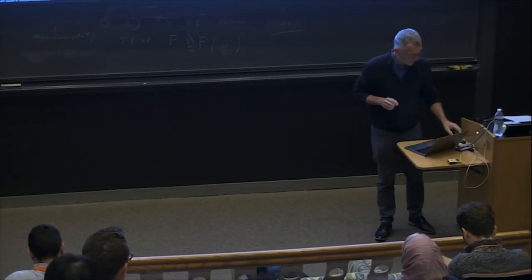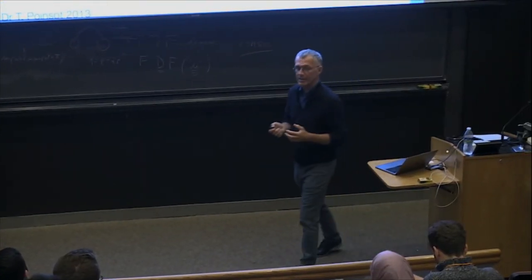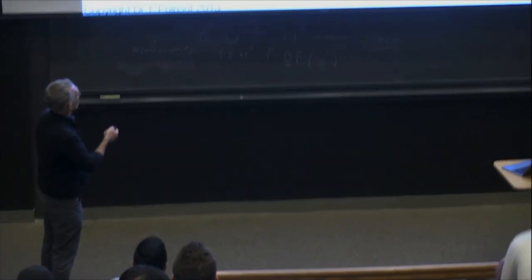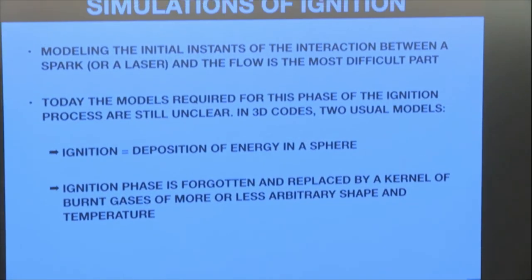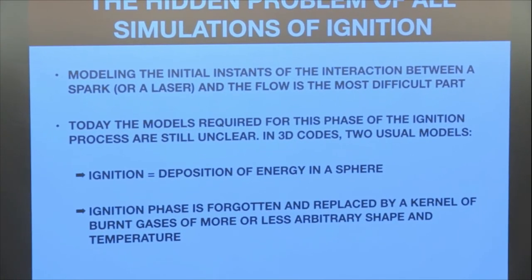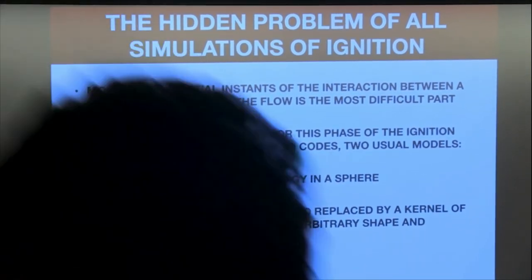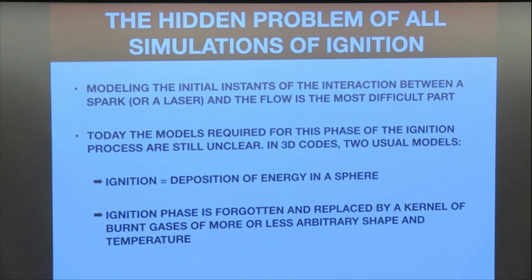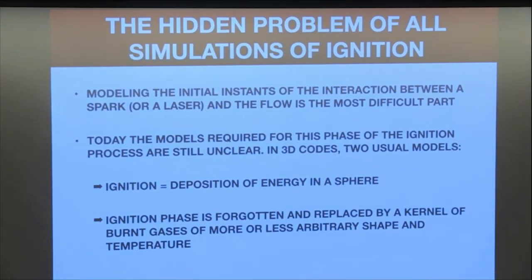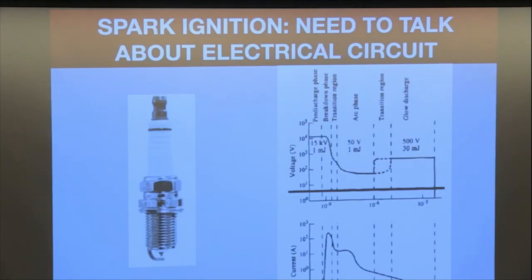So as I said, for many cases, we take the lazy way. We just replace the ignition phase by a kernel of burned gases. And usually we take a sphere, or cylinder, depends on the shape of the spark, and we impose a certain temperature inside this zone, which should be linked to the energy of the spark. Now, the problem is that this whole thing is a little bit arbitrary, and when you look at the spark itself by a plug, you realize that it's much more complicated than that.